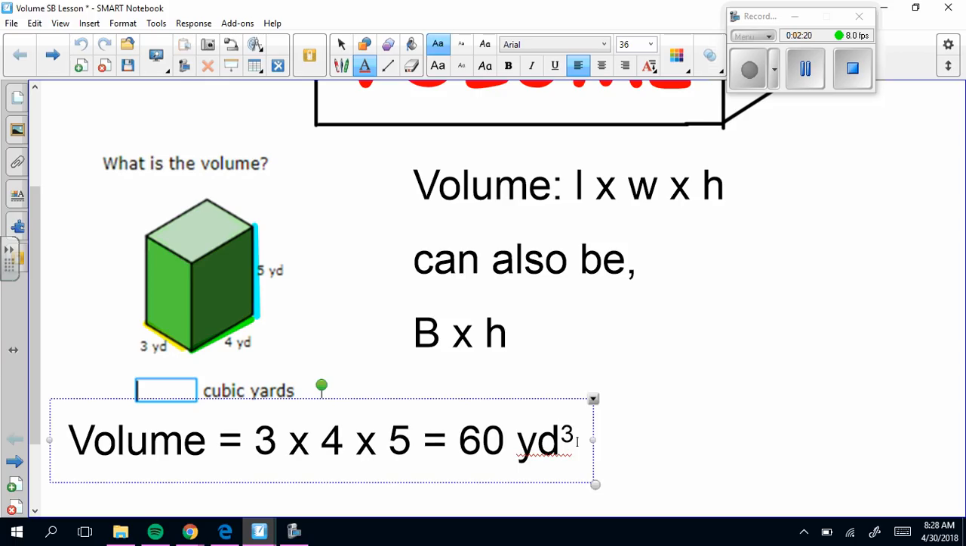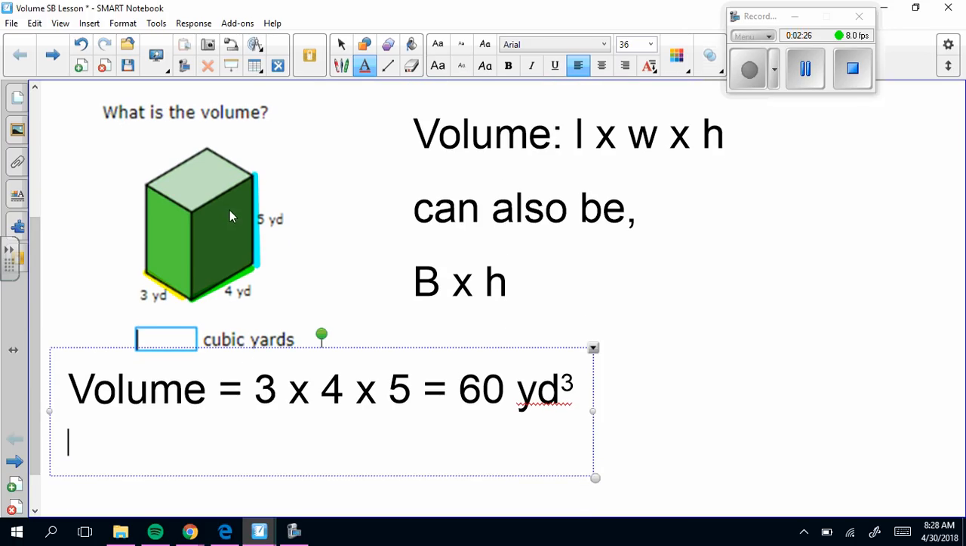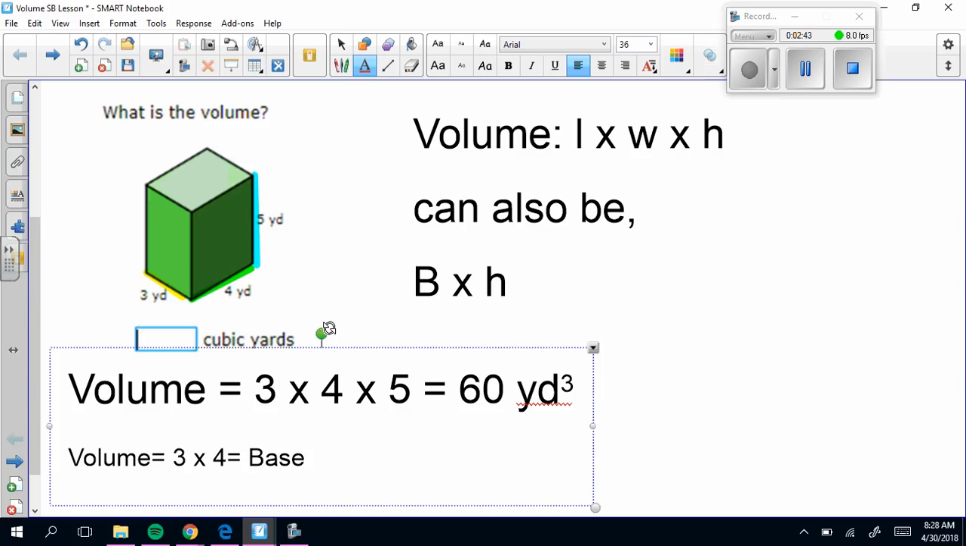Now, if we had volume a different way, where it's the base times the height, we know the base of anything is going to be length times width. So, like I said, this would be the length, this would be the width. The base of this would give us 3 times 4. So, this equals the base. Our base equals 12. Go ahead and write that down.